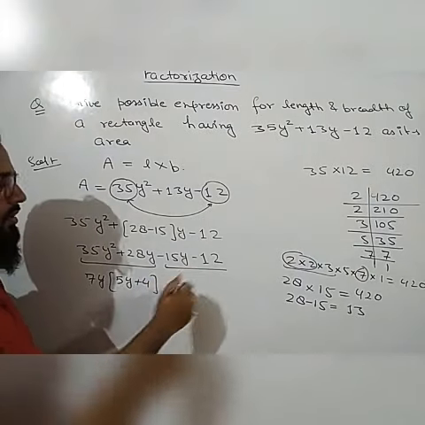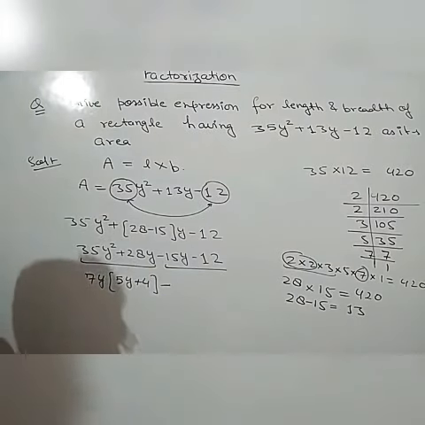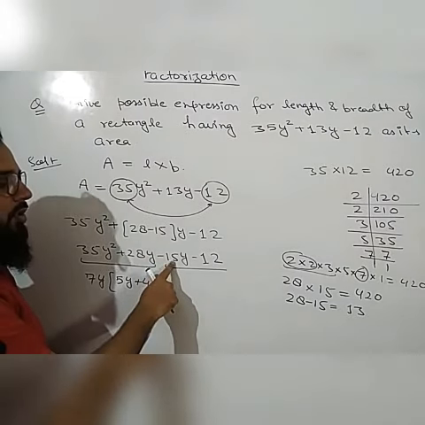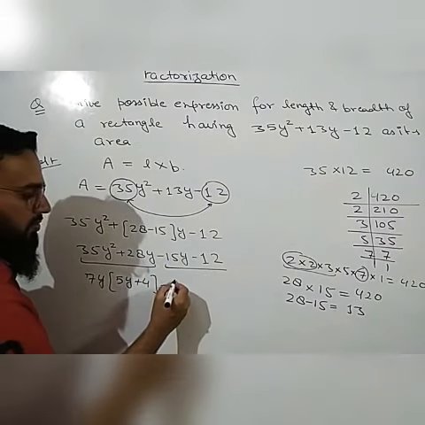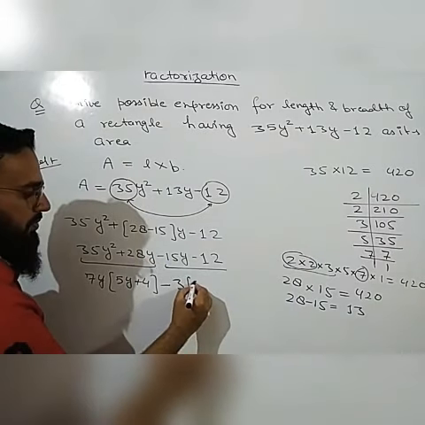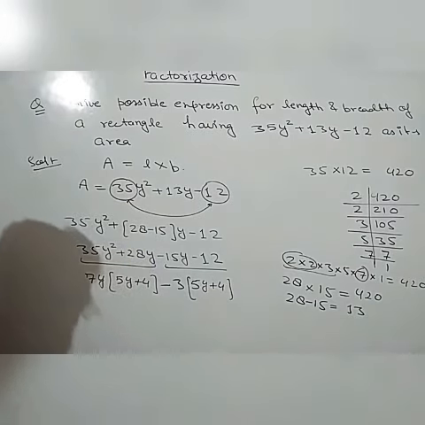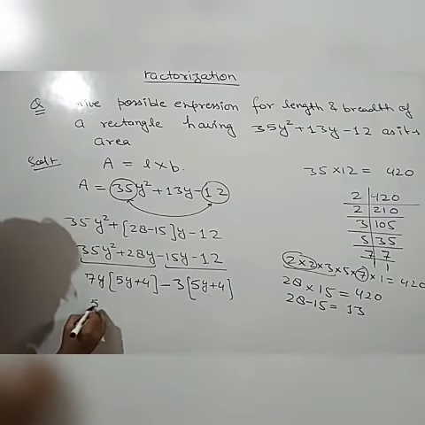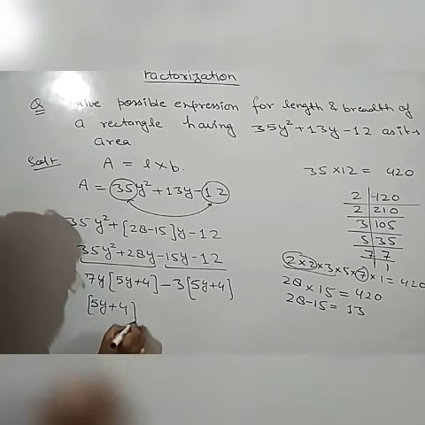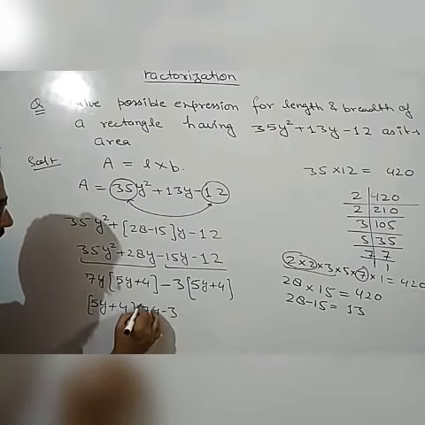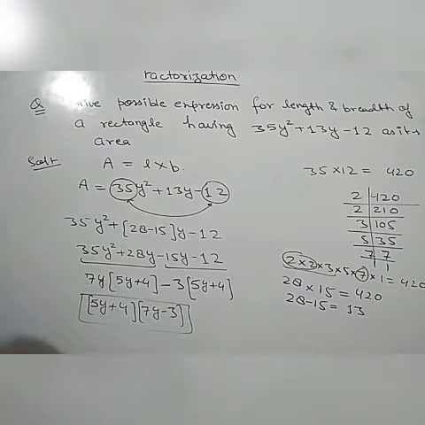And from these two terms, what can be common? Minus sign is common, so minus is taken as common. Next, what can be common? The common factor of 12 and 15 is 3. So we can take 3 as common. It will be 5y plus 4. Now taking 5y plus 4 as common, the second term will be 7y minus 3. Now these are the two factors of this particular area.